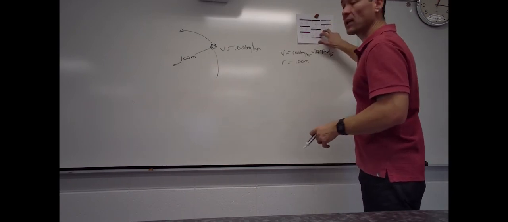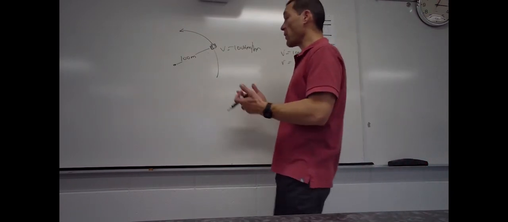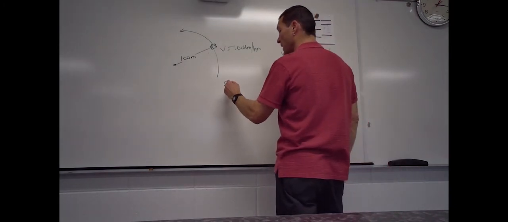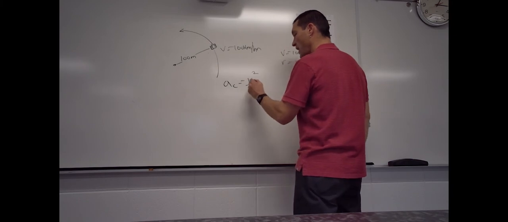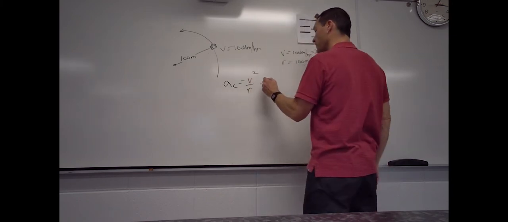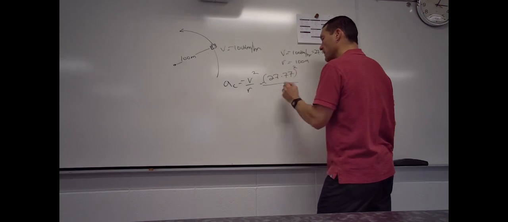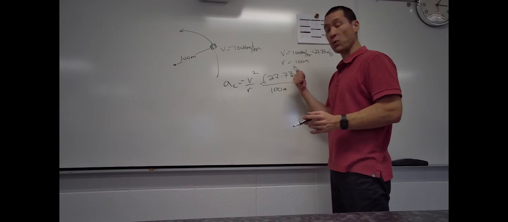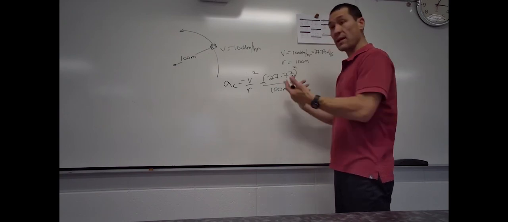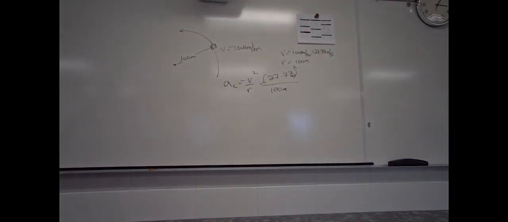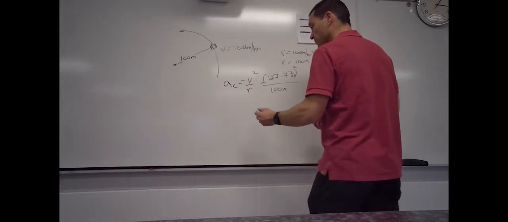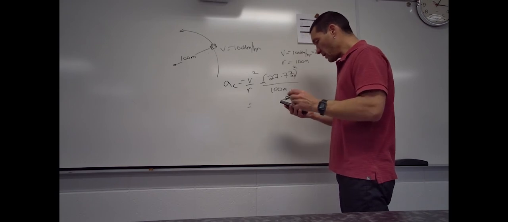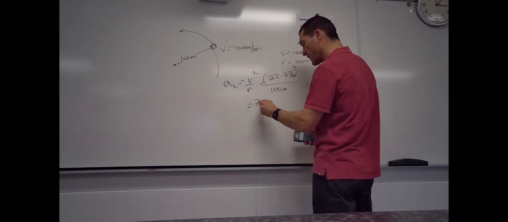Going to my formula sheet, the question might be, of course, what's the centripetal acceleration? And again, I can see that that's a pretty straightforward equation. a_c is equal to v squared over r. So 27.77 meters per second squared divided by 100 meters. Right, I'm going to grab my calculator, crunch these numbers.